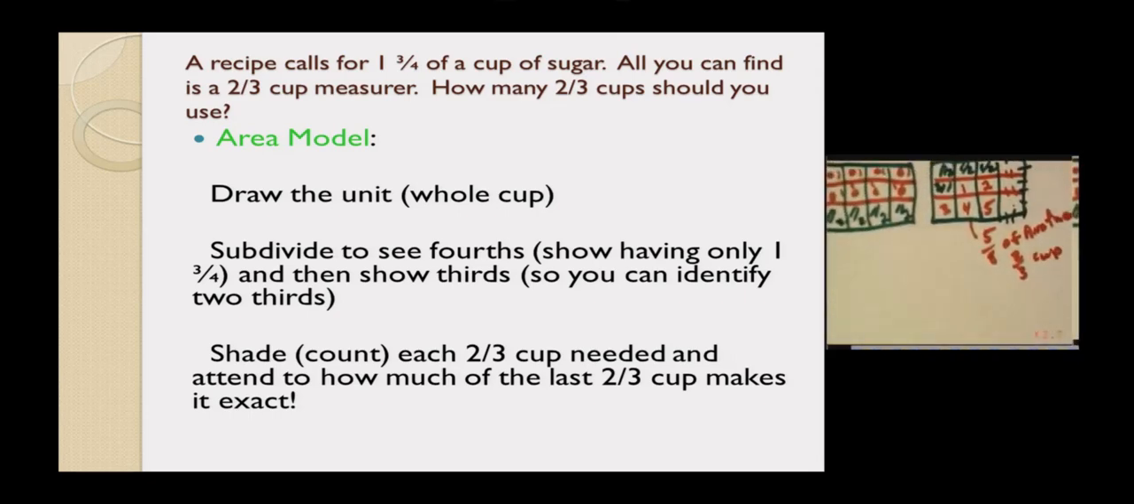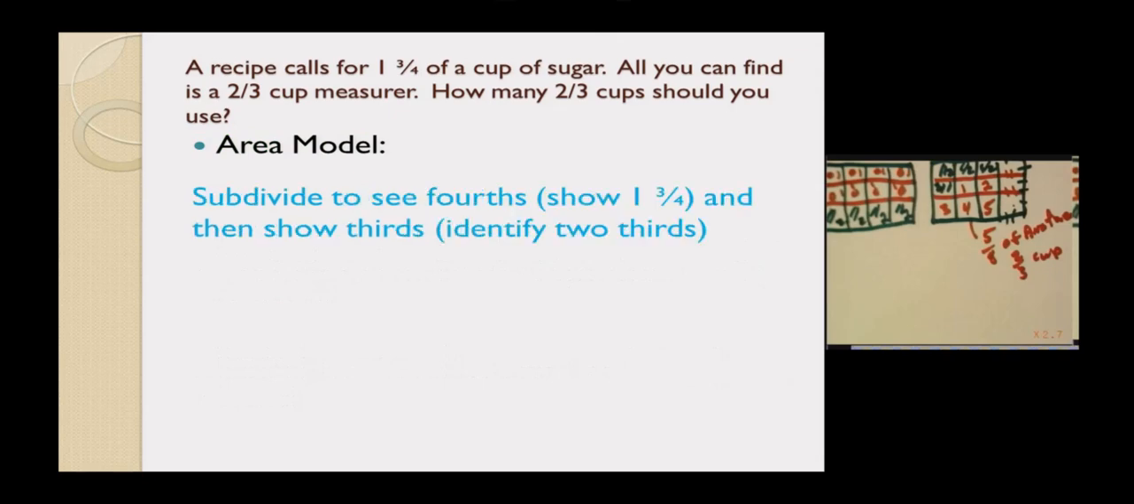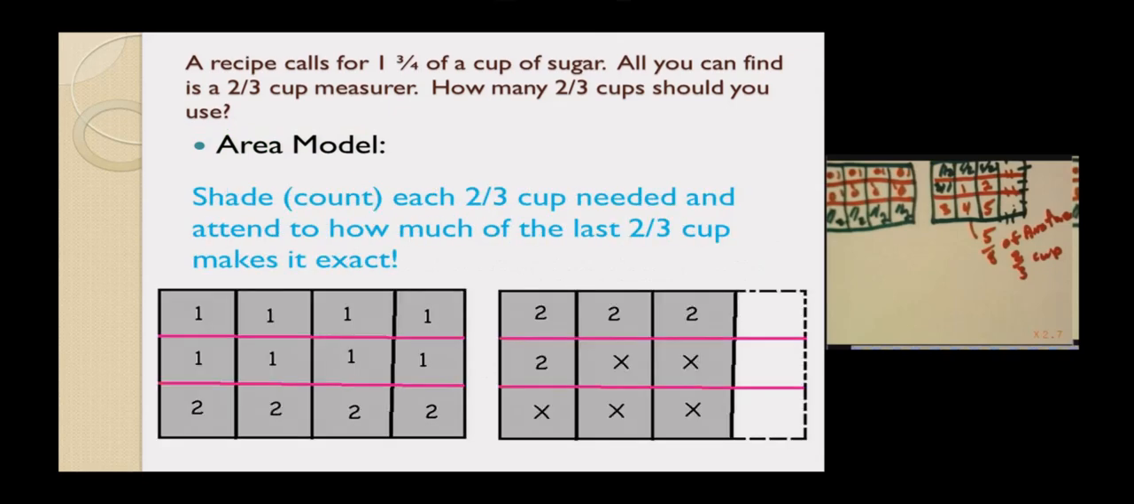Okay, so then that's what we did. We drew the area model, we subdivided. There's what it looks like on the PowerPoint. It's pretty close to what I had there. You can fill those numbers in, shade them in however you want, as long as you shade in 8 for every 2/3 cup. It doesn't matter where you fill them in at.